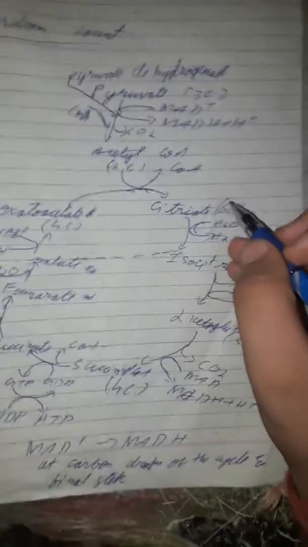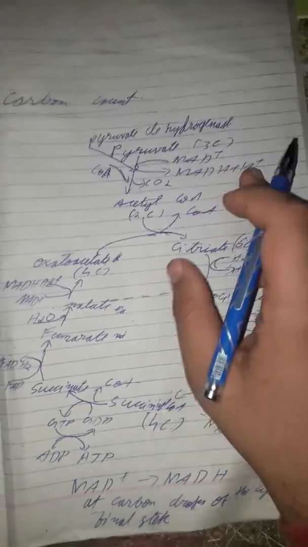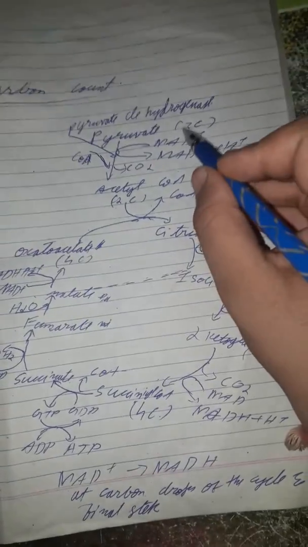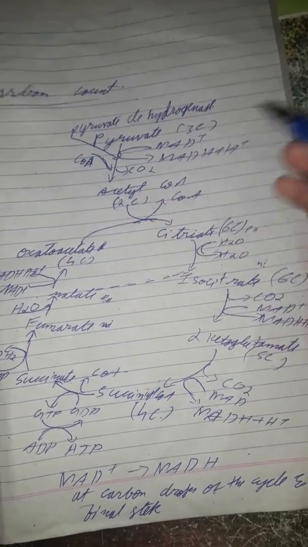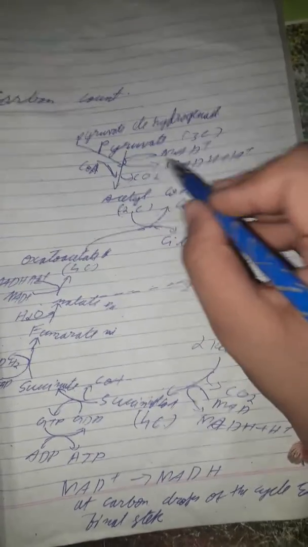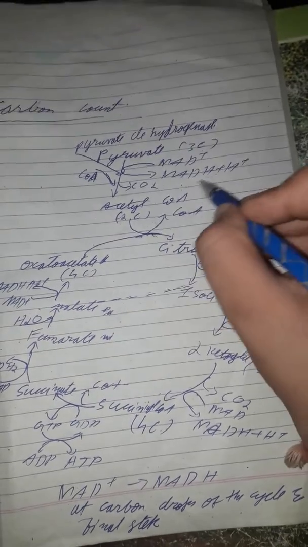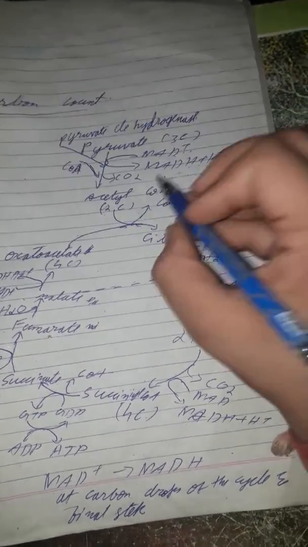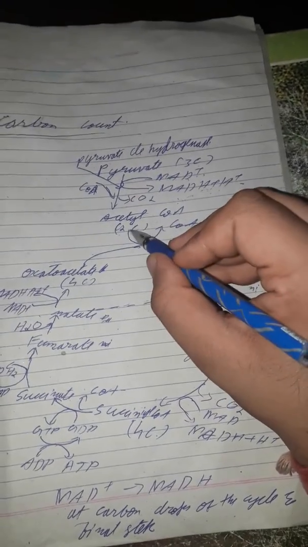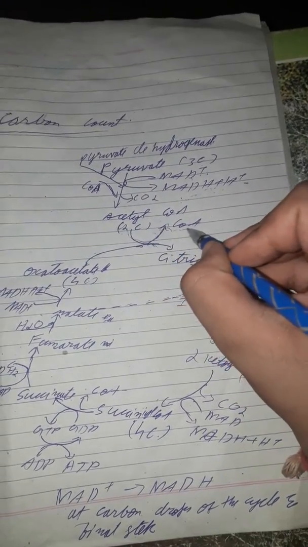Just remember that wherever carbon dioxide is taken out, there NAD plus is converted into NADH plus H plus. For example, we'll start from pyruvate, that is 3 carbon. In the next step you just take the carbon dioxide outside. Every step where you have taken the carbon dioxide outside, NAD plus is converted into NADH plus H plus, and it is converted into acetyl coenzyme A. Write an arrow mark and coenzyme A.